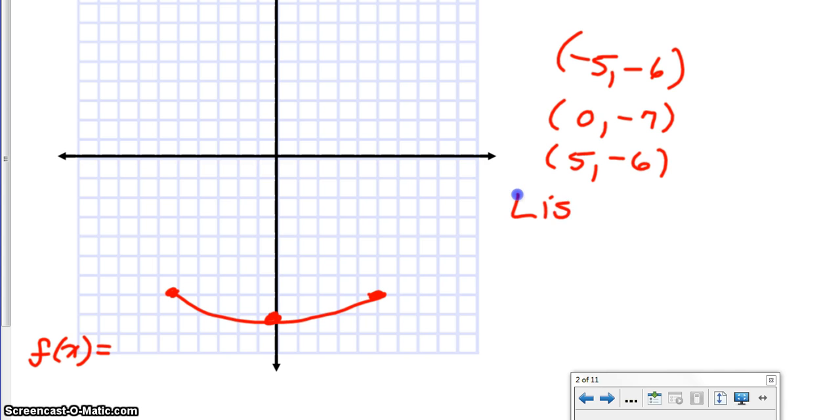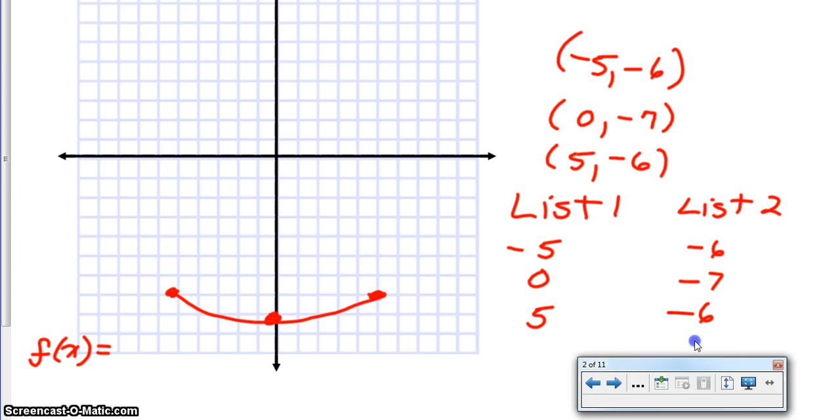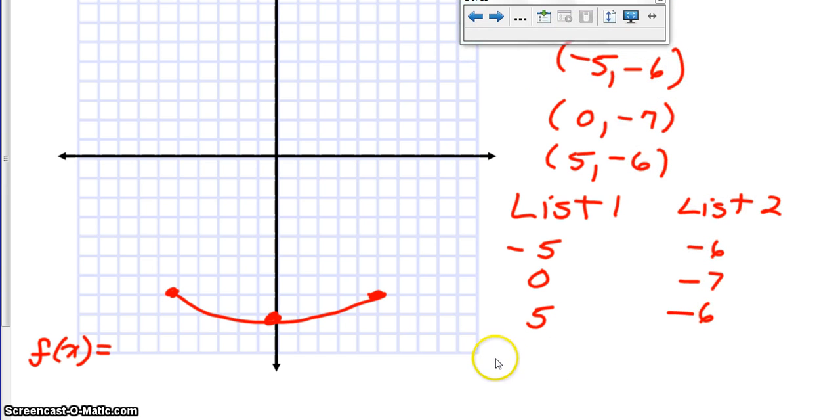If you go to list in the graphing calculator, in list 1 you type in negative 5, 0, and 5. And then in list 2, you type in negative 6, negative 7, and negative 6. Then go back to the calculator, type in stat, right arrow to calc, and then press the number 5, which is quadratic regression.